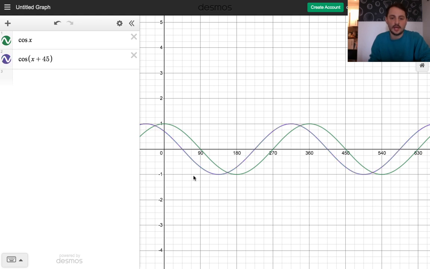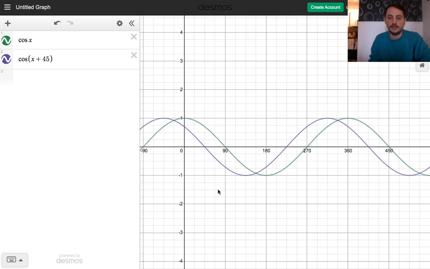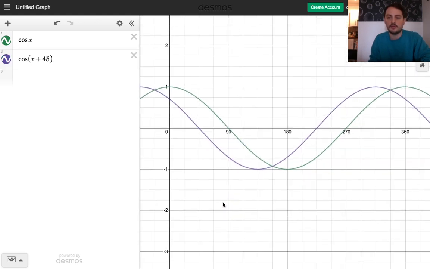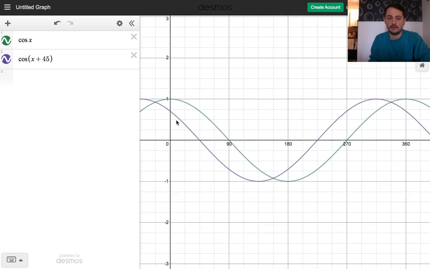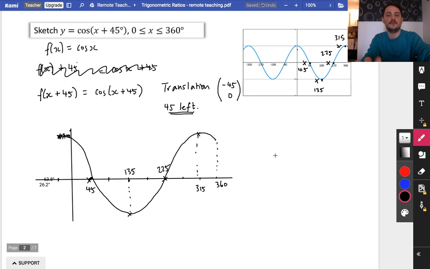The purple one has moved 45 degrees, and if I just zoom in so that we've just got it between the 0 and 360, there it is, it's crossing at 45, going down here to 135, and then we've got your 225 and your 315. So let's have a look at their one and see if it makes any similarity to my one.